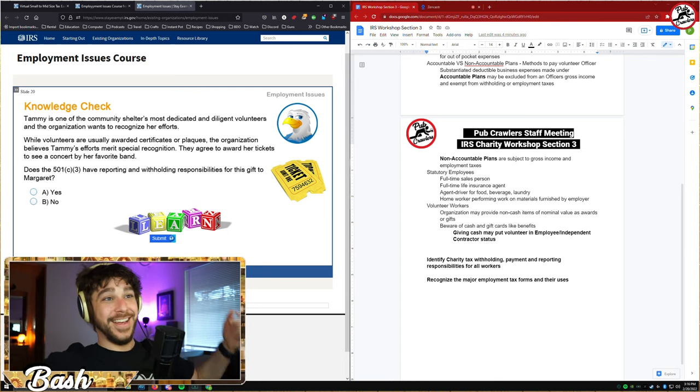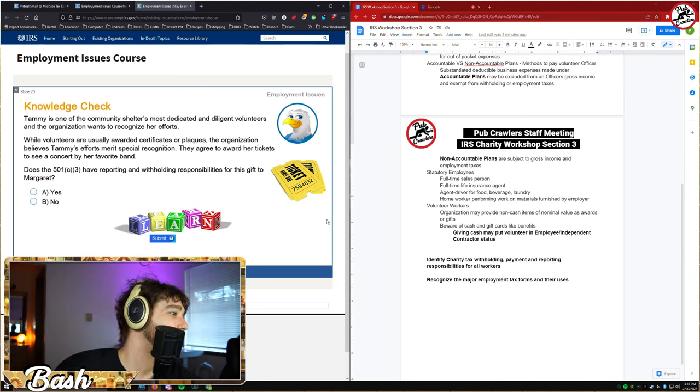Here's nominal value. It's not like it's a gift card. It's not like she could take those tickets to spend at... Yeah, it's not cash. She can't put it in her bank account. So she's out in the parking lot scalping them.